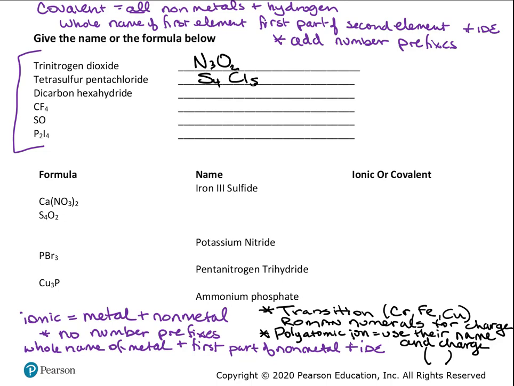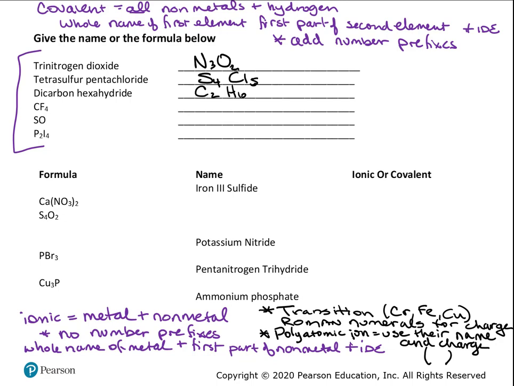Dicarbon hexahydride. C2H6. Hydride is hydrogen. Okay, so remember that nonmetals and hydrogen are what make your covalent molecules. So you probably haven't heard hydride because you're not going to see that with those ionic ones. So that one's kind of a weird one that's probably the first time that you've heard that one. So just remember hydride, that would be a hydrogen.